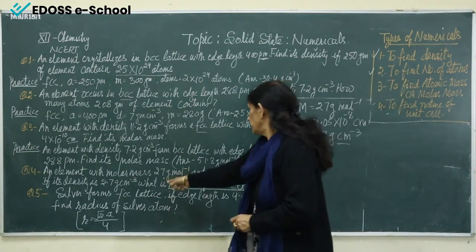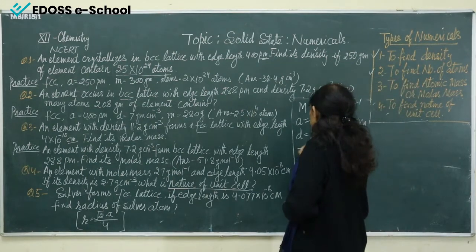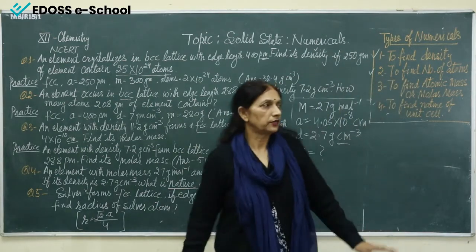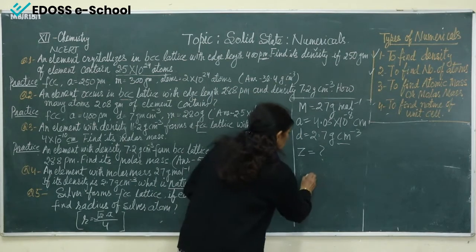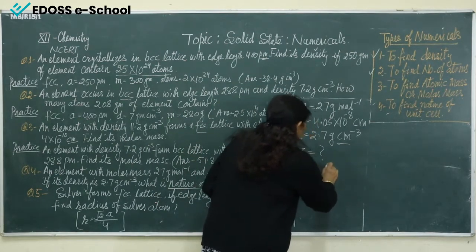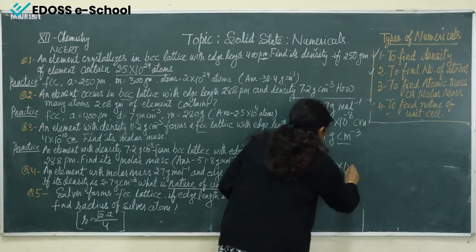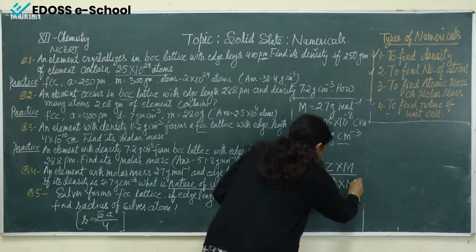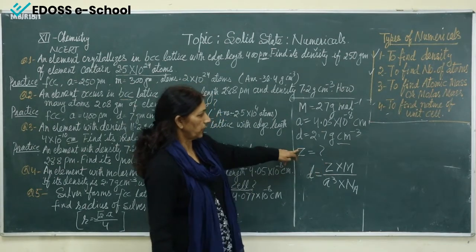And what is the nature? Now see what is the nature. Nature means structure or lattice structure. That means Z you have to find here in this question. So very easy. Write the formula. D is equal to Z into M upon A cube into NA. Everything is given here. Z you have to find.